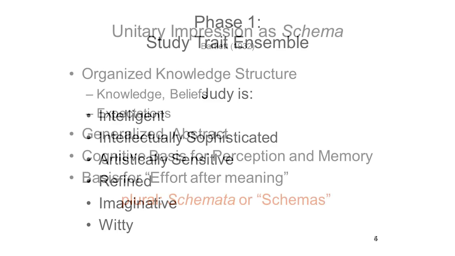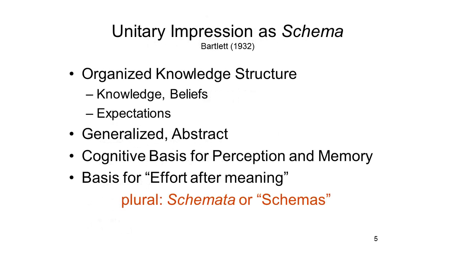Good, that's the point. The purpose of presenting the trait ensemble is to convey a unitary impression of the target person. This unitary impression is going to serve as a schema, an organized knowledge structure representing our knowledge and beliefs and expectations concerning some aspect of the world. Schemata, or you can call them schemas if you want, are generalized and abstract. They don't concern particular behaviors and particular experiences. And as was the case for perception, they provide the cognitive basis for encoding and retrieving memories.